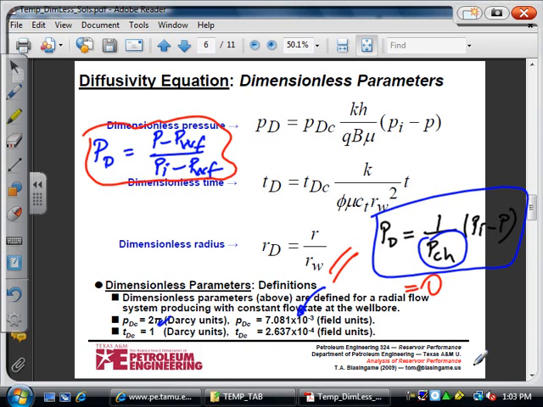So let's recap. The dimensionless pressure is defined by the conditions you are imposing. It can be a constant flow rate at the wellbore, constant pressure at the wellbore, infinite acting reservoir or finite reservoir, or constant pressure at the outer boundary. So they will all change. But in this class, we will mostly see the constant flow rate at the wellbore and infinite acting reservoir. Okay?